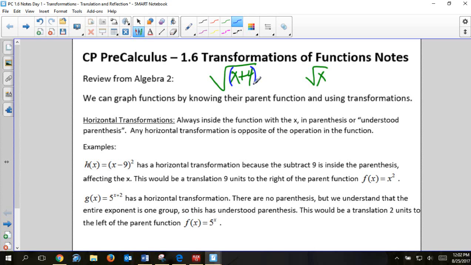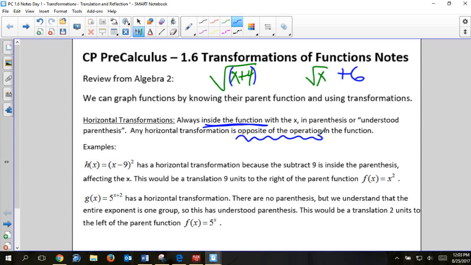If it's outside of the parent function, like plus 6, outside of that square root, that's going to be vertical. So if it's inside, it's horizontal. If it's outside, it's vertical. The other thing that you need to know, so I have that right here, I have inside function. The other thing you need to know about horizontal transformations is you always apply the opposite of the operation to the values, the x values. You do the opposite of the operation.